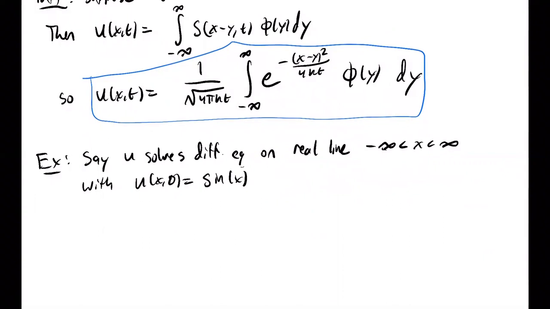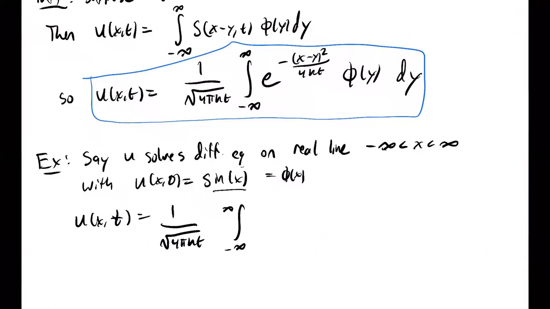And so then what is the solution? The solution is given by this integral. Well, all I have to do is just plug in this phi. So I just have to plug in my initial data and then I have the solution. Right, so there's no real work now that we know the formula. Well, what is phi? Phi is just sine of y. And so that's the solution.